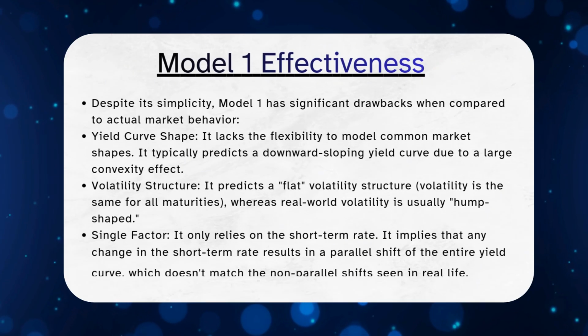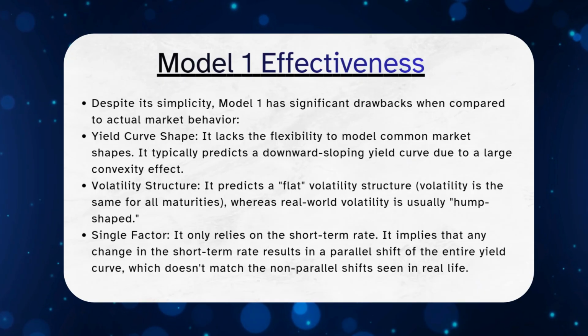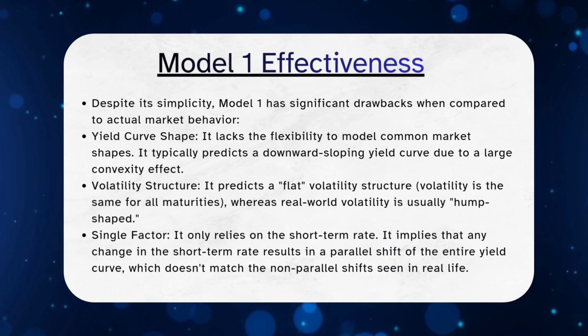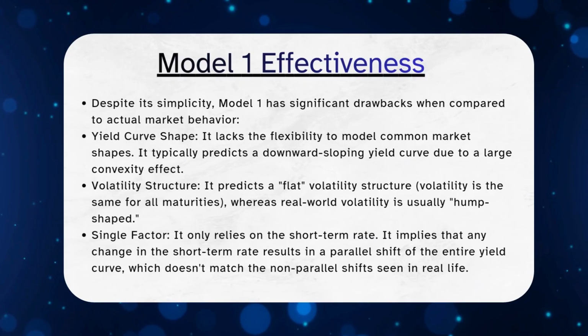So, how effective is Model 1? While it's a great starting point, it has limitations. It often predicts a downward-sloping yield curve that doesn't match reality, and it assumes volatility is flat across all time periods, missing the hump-shaped volatility we actually see in the markets. Finally, it implies that any change in the short-term rate causes a perfect parallel shift in the entire yield curve, a simplification that rarely happens in the complex world of finance.